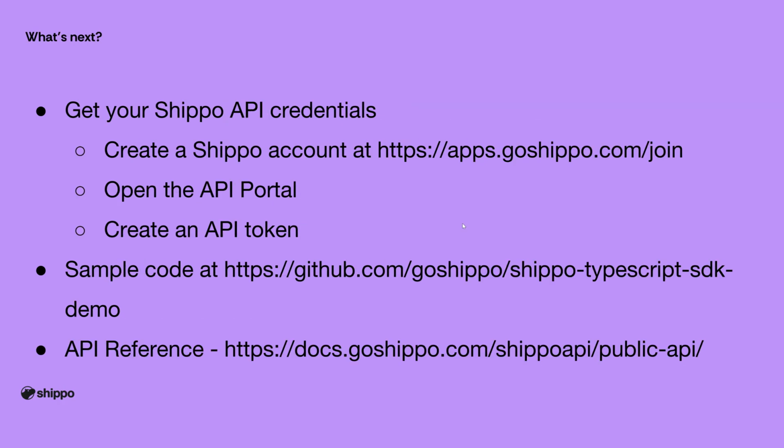So what's next? Well, the first thing I would suggest is to go ahead and get a set of Shippo API credentials. If you don't already have a Shippo account, you can create one at https://appsgoshippo.com/join. And once you've created an account, you can go to the API portal and manage your API tokens. And again, one thing I recommend is during development, use a test token. This will ensure that you can verify that your code's working properly without actually incurring any charges on your account.